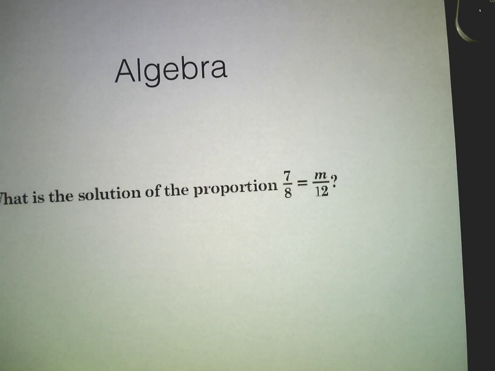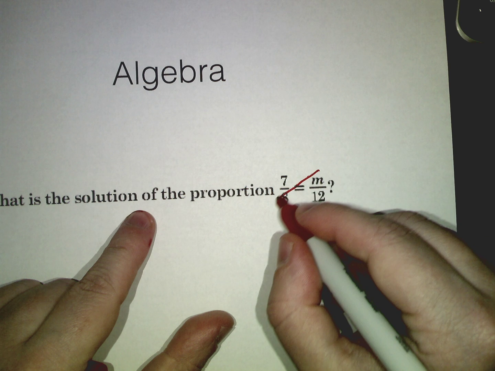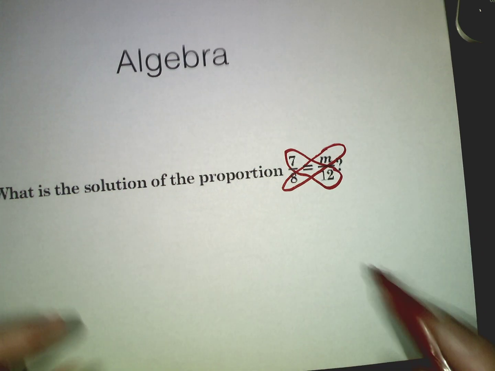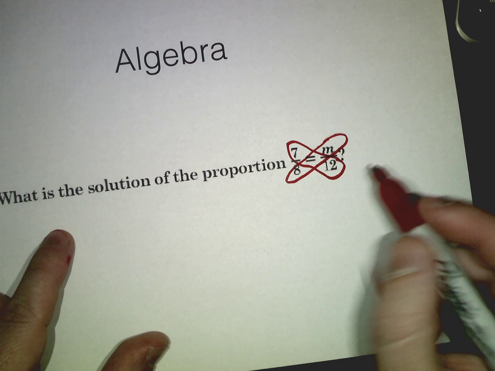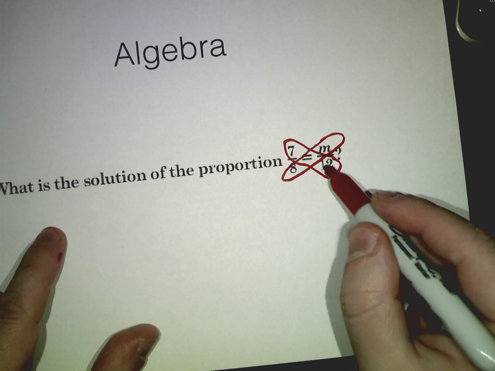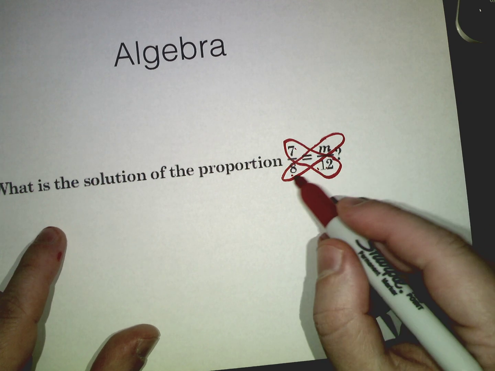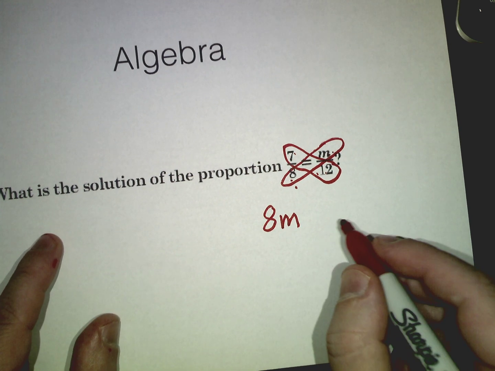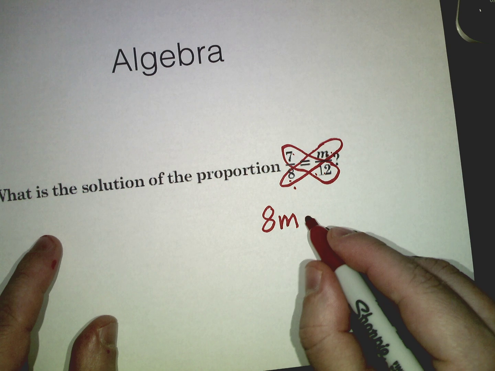So a real quick review is if we wanted to solve something like this. Remember, some people call it the butterfly method. I like that term. Crisscross applesauce. Okay, so multiply these two numbers together, you multiply these two numbers. Well, 8 times n is pretty simple. 8n. Now, 7 times 12 is a little bit trickier.